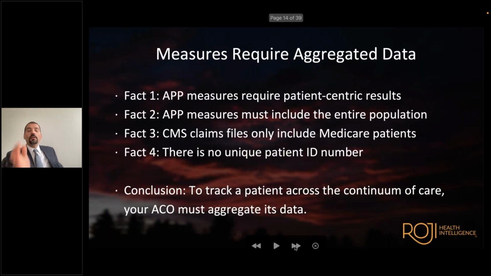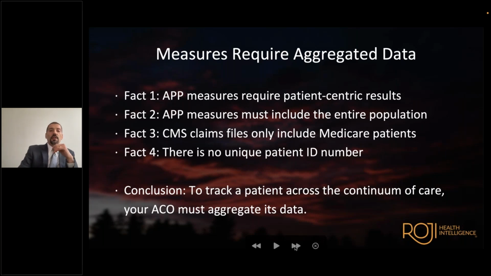So, fact 1, the APP measures require patient-centric results. Fact 2, they must include the entire population. Fact 3, you do get claims data from CMS, and you'll continue to get claims data from CMS, but that only includes Medicare patients. So if you're looking at APP reporting and you're trying to get information for all of your patients, it's not something that you're going to be able to do with claims data. Finally, fact 4, there is no unique patient ID number.